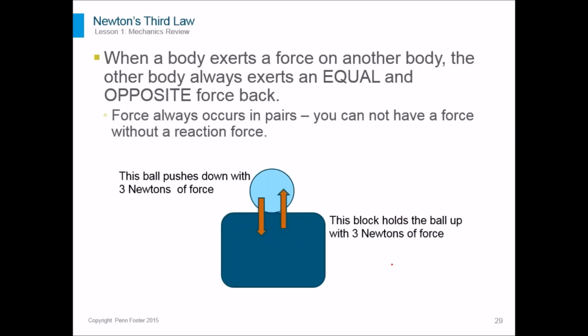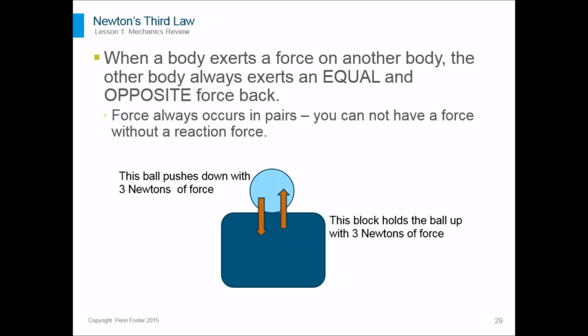Newton's third law, less math, it's that when a body exerts a force on another body, the other body always exerts an equal and opposite force back. Basically, forces always occur in pairs. You can't have a force without a reaction force. So the example of this would be just an object sitting on a table.